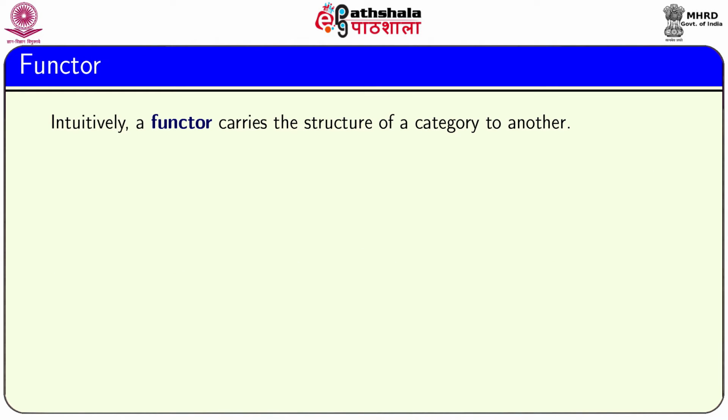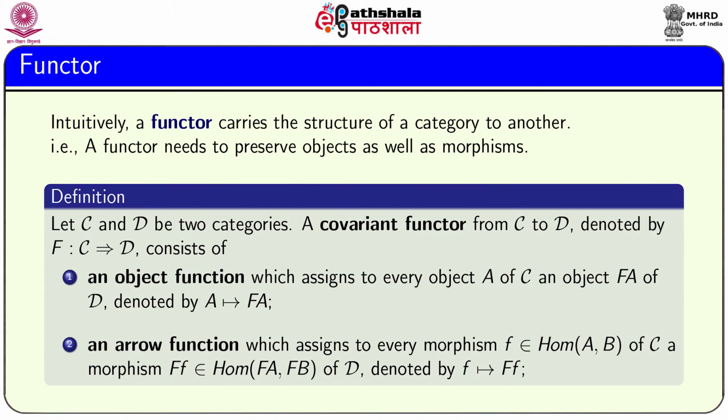Now, we try to visualize what we mean by a functor. Intuitively, a functor carries the structure of a category to another. That means, a functor needs to preserve objects of the categories as well as the morphisms. Now, let us try to formalize this intuitive understanding.